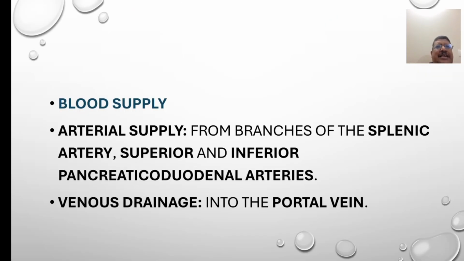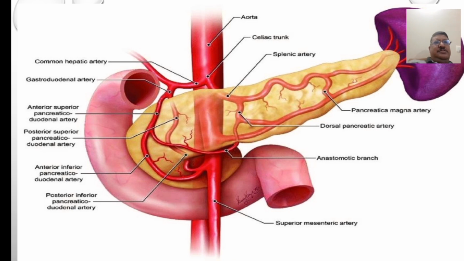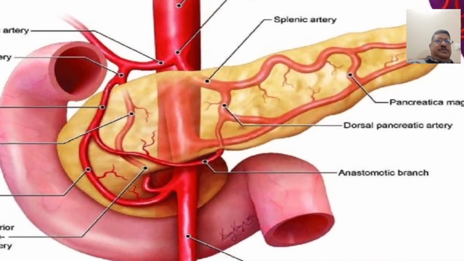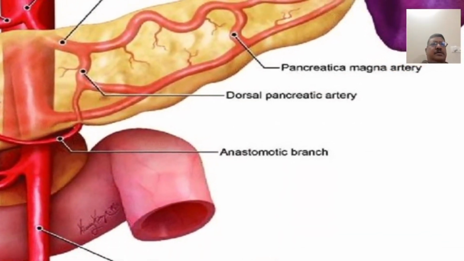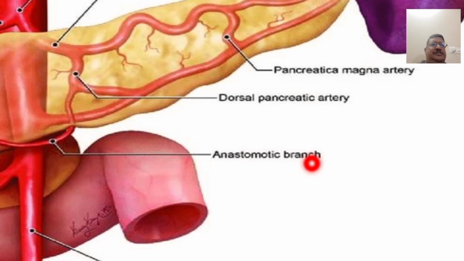Blood supply: arterial supply from branches of the splenic artery and the superior and inferior pancreaticoduodenal arteries. Venous drainage is into the portal vein. So this is the aorta, celiac trunk, splenic artery. This is the pancreatic magna artery. This one is the dorsal pancreatic artery. This is the anastomotic branch.